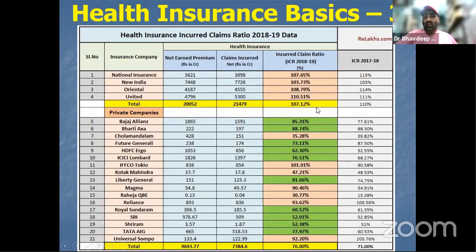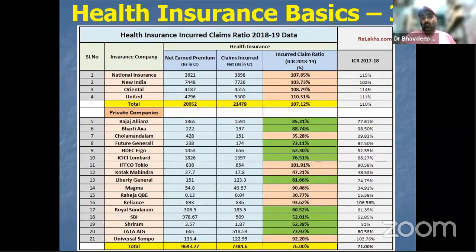So ICR is another thing which you need to take care as well. Again, not the only thing, but look at the thing. If a Raheja QBE is supposedly offering you a good plan, just see their incurred claim ratio. It is pretty less, 30%, one of the lowest in the business, or rather the lowest in the business from the companies there. And 13 lakh were applied, and only 4 lakh rupees of claims were given. This number is in crores. So 0.04 means 4 lakhs here. So you need to make sure that you are aware of the ratio as well.